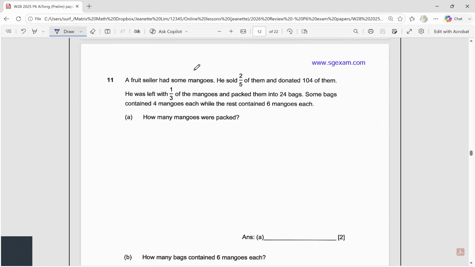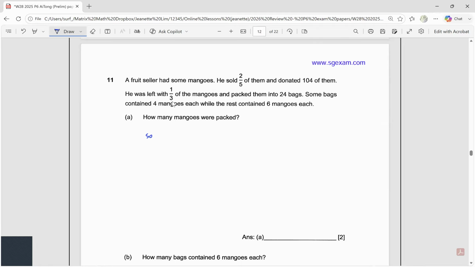Firstly, one whole, he sold 2/5 of them and donated 104 of them. Then what's left is 1/3 of them. Now take note, this 1/3 is not 1/3 of the remainder. It's 1/3 of the mangoes, which means the original number. So 2/5 is out of the total, 1/3 is also out of the total. So you can find the common denominator for both.